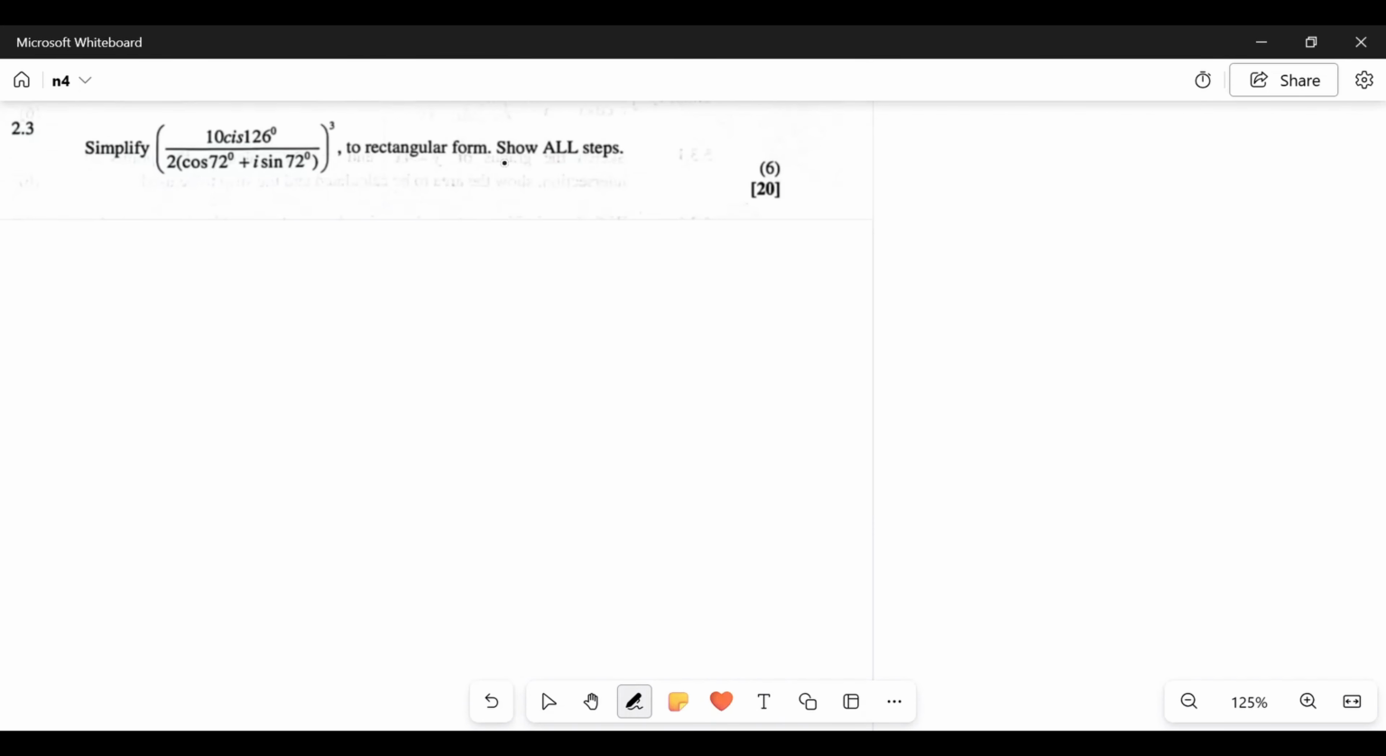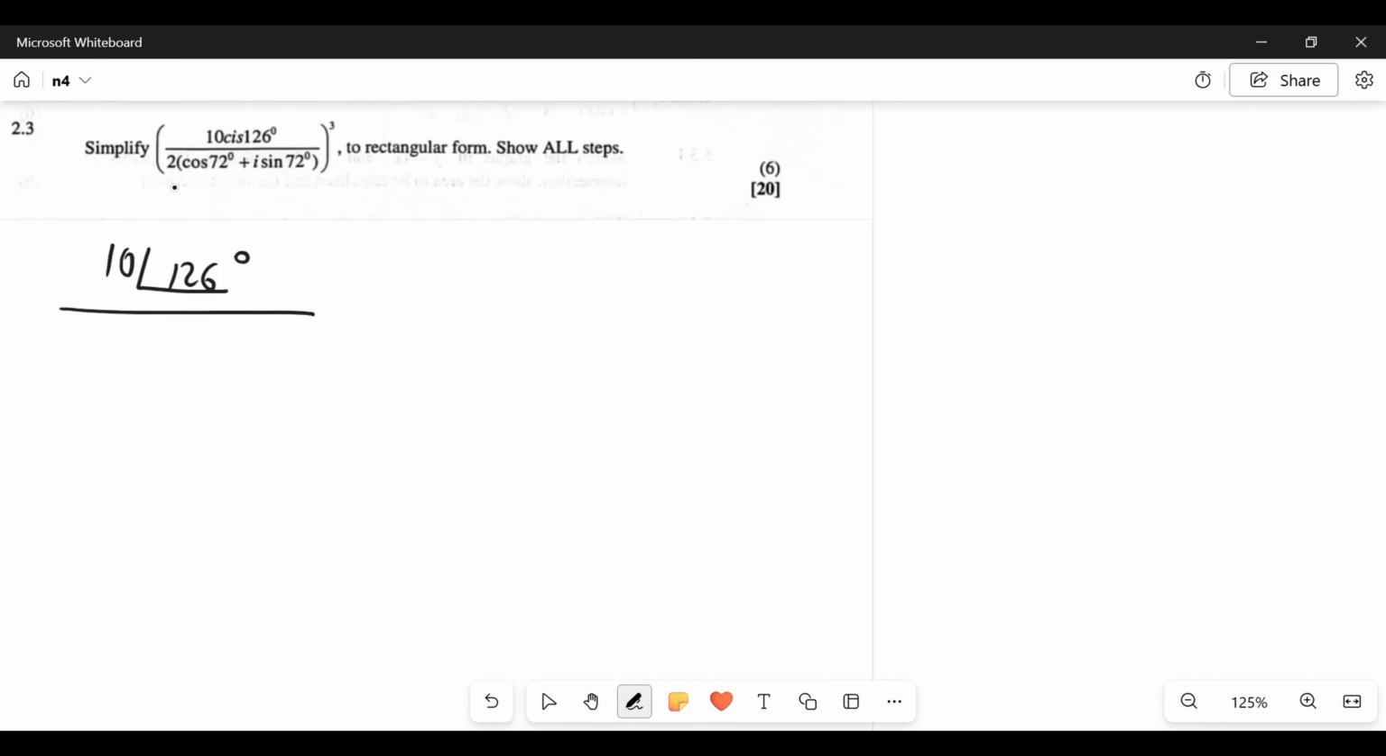They also want us to show all the steps there. So what you're going to do here, as you can see, we have a fraction and we also have the power there for both numerator and denominator. Now, if I look at the numerator, we have 10 cis 126 degrees. This here is actually polar form. So we can rewrite it like this: 10 polar 126 degrees divided by.